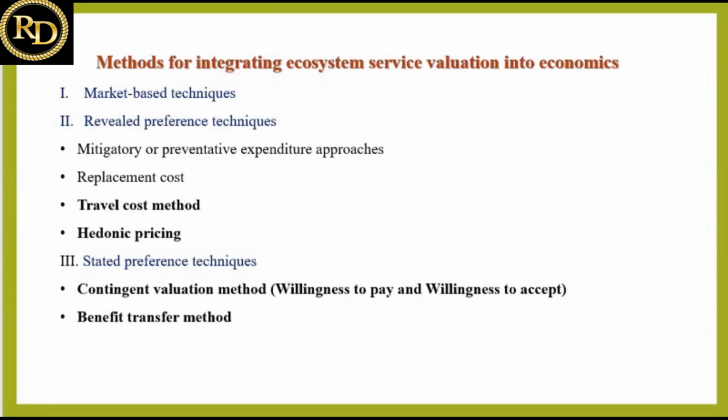Revealed preference technique. There's a difference between revealed preference and stated preference. Revealed preference is something where I automatically reveal my choice to others. That means I already have a choice there. That means to prevent a damage, I should pay this much, and I'm ready for it. Travel cost method and hedonic pricing are very common methods used in revealed preference.